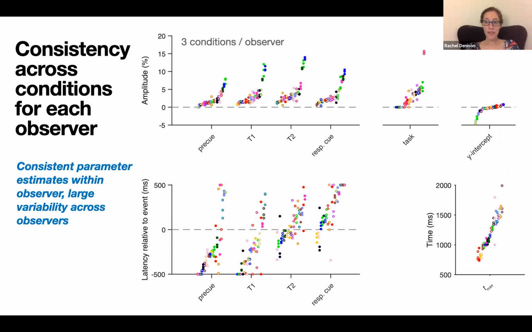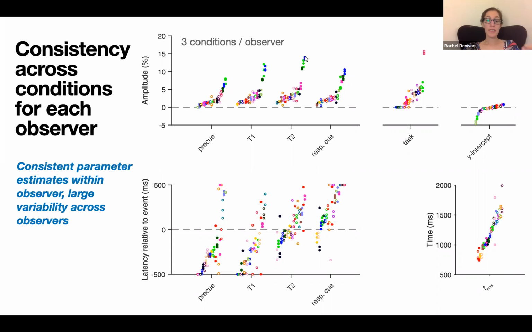Finally, we evaluated the reliability of parameter estimates by examining their consistency across conditions, that is, across independent sets of trials for each observer. So these plots here show the different parameter types. Again, amplitude on the top, latency, and Tmax. Again, colors correspond to observers, and individual dots here correspond to one condition for one observer.